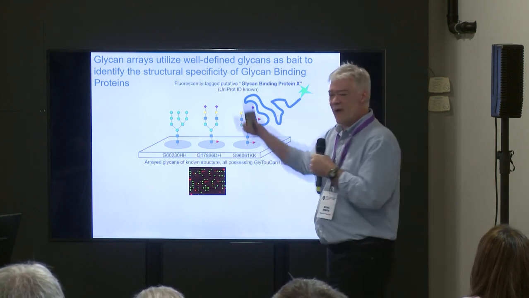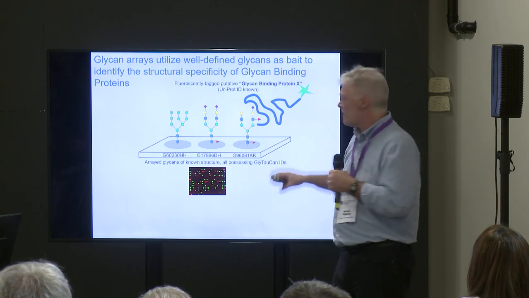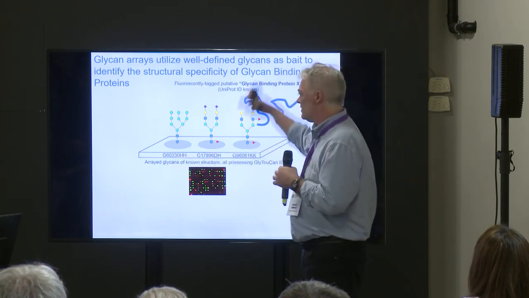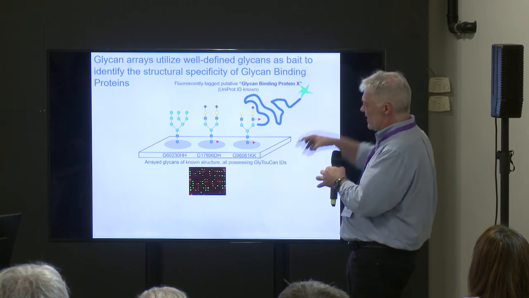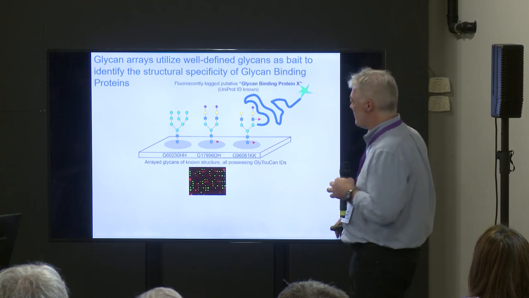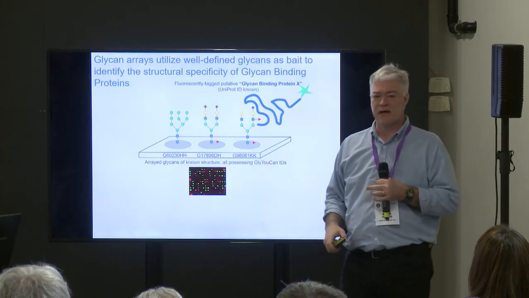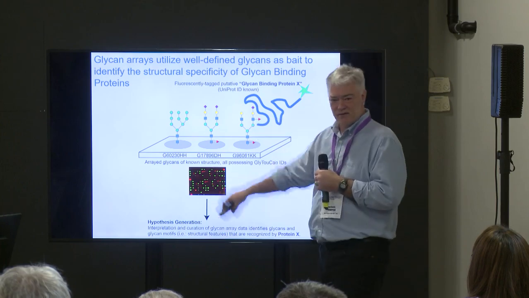And the informatic things to know here are that this protein probably has a UniProt ID. Each of these glycans has a glycan ID. So you can begin to formulate how you could put some of this information together with other resources, right? And then you can just look at the array and find which glycan structures are actually binding to the glycan-binding protein. So this is a hypothesis generator, right?